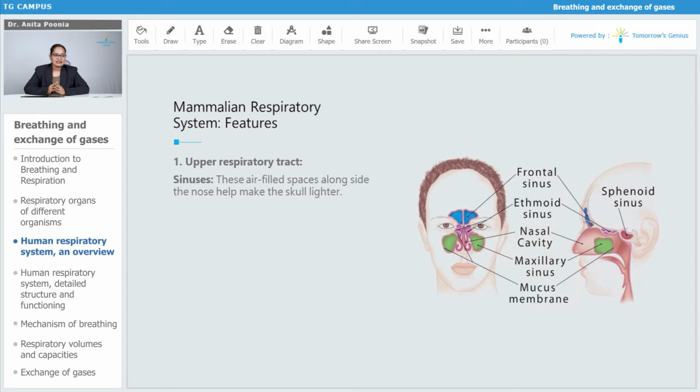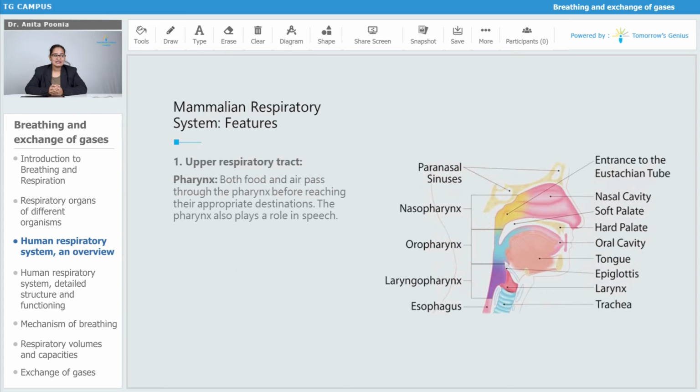Now talking about the sinuses, this is the frontal sinus, the ethmoid sinus, the nasal cavity that is there, the maxillary sinus, the mucous membrane also, and this is the sphenoid sinus. So the sinuses, these air-filled spaces alongside the nose, help make the skull lighter.